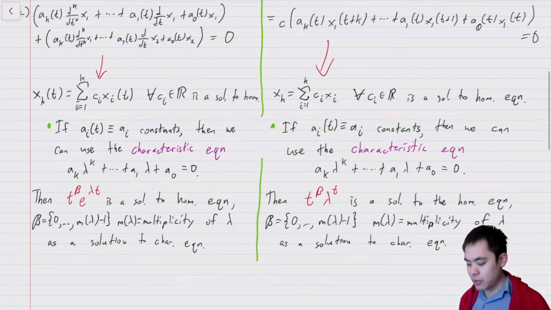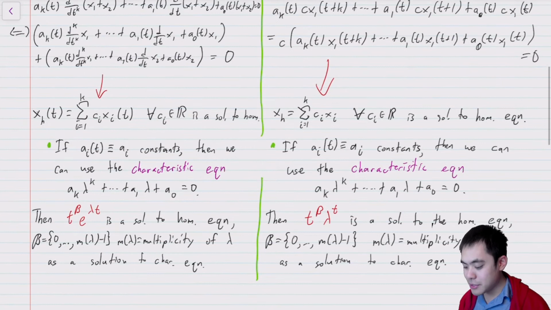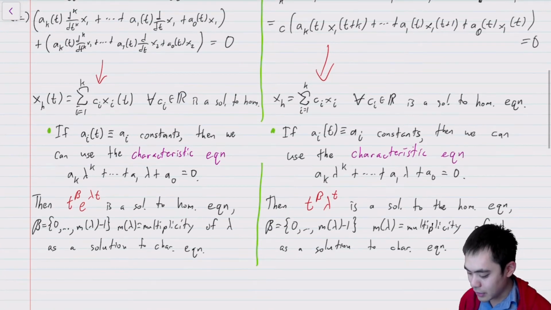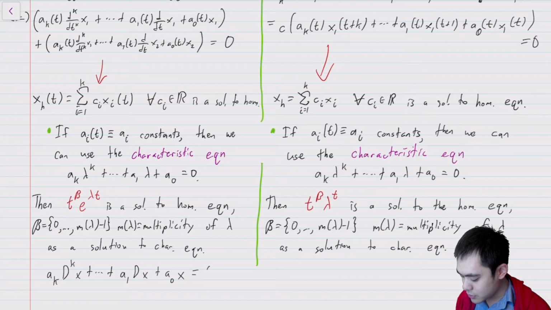So if you come back down here to this area, you can rewrite our original equation, when we have constant coefficients, as something like this. So you have a_k, this is a constant now. Let's say our differential operator is D to the k, applied to x, plus ... plus a1, you apply a differential operator just once to x, plus a naught times x is equal to 0.